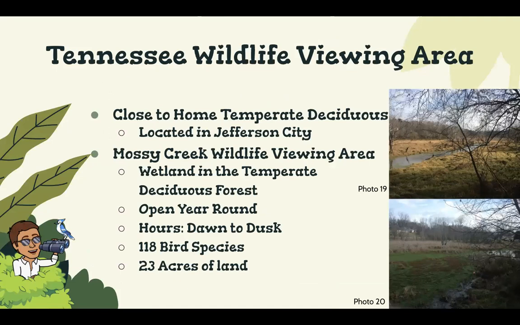Finally, the Tennessee Wildlife Viewing Area. Here is a close to home temperate deciduous area that you can go and visit. It is called Mossy Creek Wildlife Viewing Area. It is a wetland that is a temperate deciduous forest. It is open year round, and you can go and see it and show what you've learned from today's class to your parents. There's been over 113 bird species found in the Mossy Creek Wildlife Viewing Area.